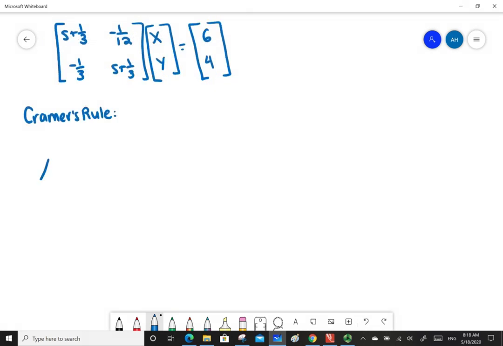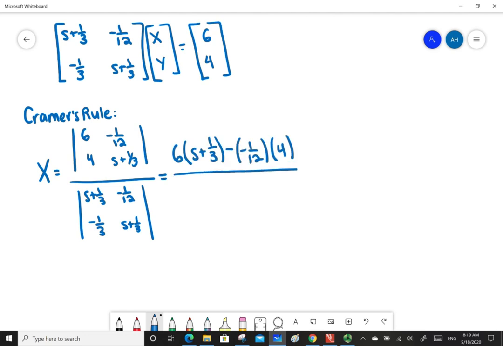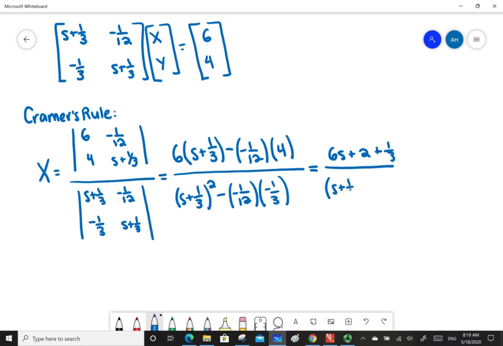According to Cramer's rule, x is the determinant of the matrix 6, 4, negative 1/12, s plus 1/3 over the determinant of the coefficient matrix s plus 1/3, negative 1/12, negative 1/3, s plus 1/3, which equals 6 times s plus 1/3 minus negative 1/12 times 4 over s plus 1/3 squared minus negative 1/12 times negative 1/3, which I can simplify and rewrite as 6s plus 2 plus 1/3 over s plus 1/3 squared minus 1 over 36.